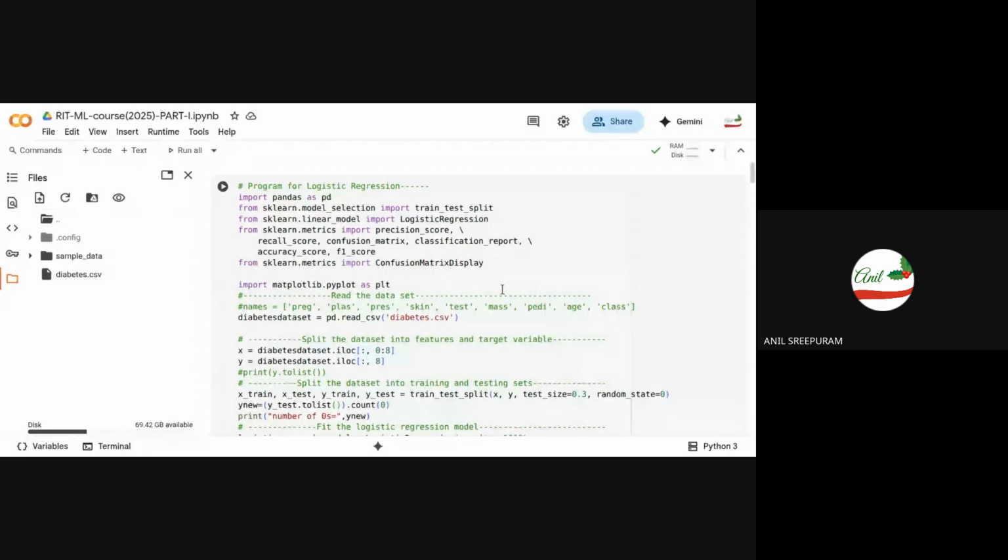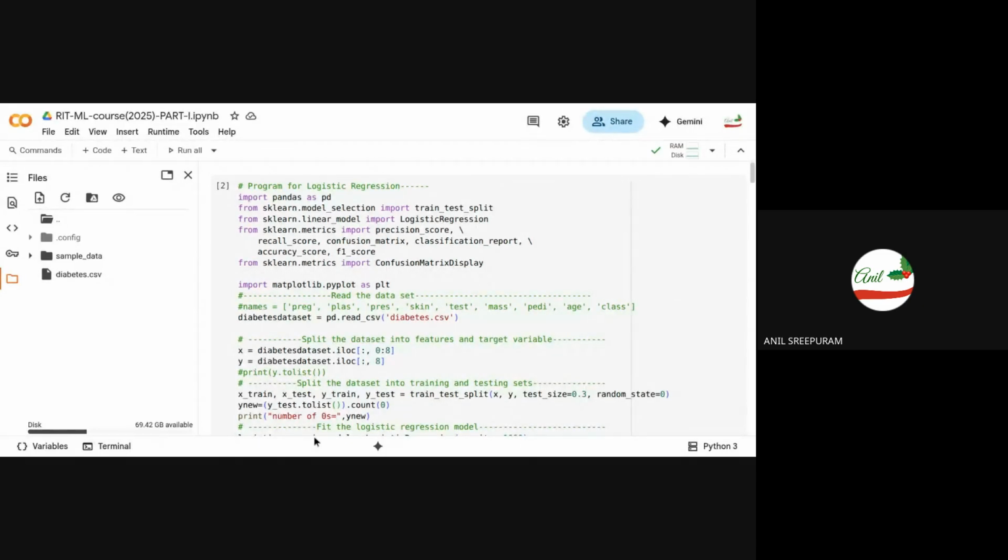So in the first code segment, I have given an implementation for logistic regression for this PIMA dataset. If you want, you can have a look at this PIMA dataset. It is actually shared with you. It consists of 8 features. Totally 9 columns are there in your dataset.